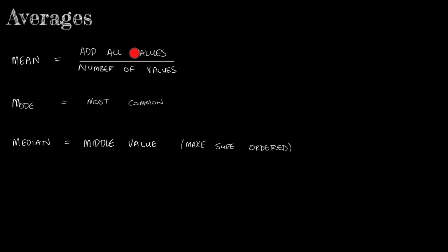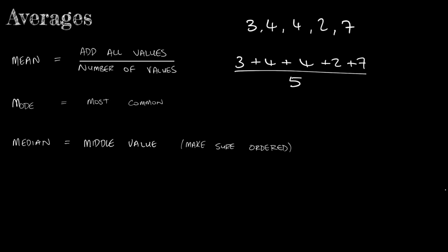So that's just where you take your set of data, you add all the values or all the inputs, and then you divide by the number of inputs. So for example, if you had this set of data here, you had 3, 4, 4, 2, and 7. To get the mean for that set of data, you need to take those numbers and add all the values. So add 3, 4, 4, 2, and 7. You can see that we've done that here. And divide by the total number of inputs. And there was 1, 2, 3, 4, 5. So we divide by 5.